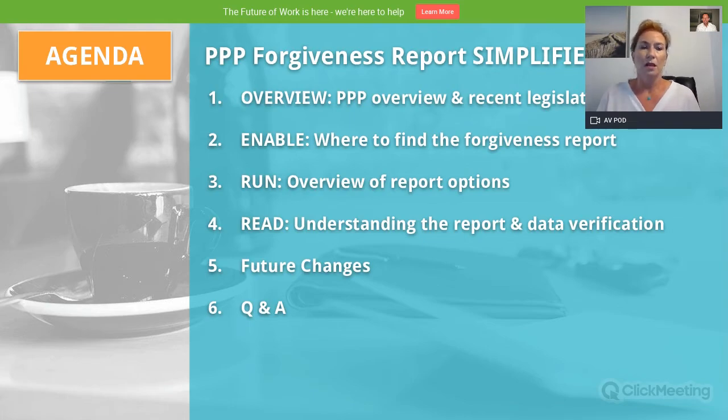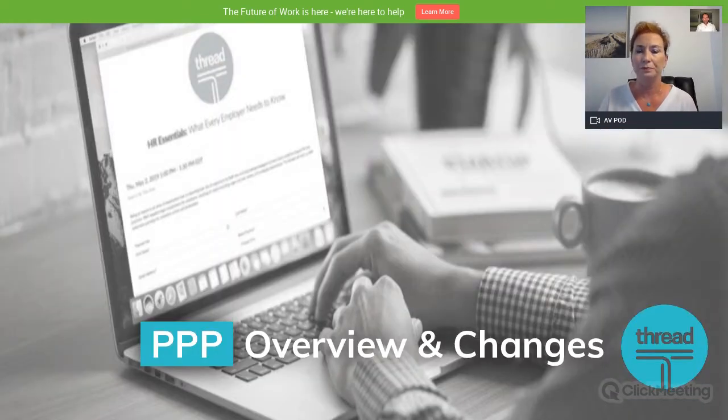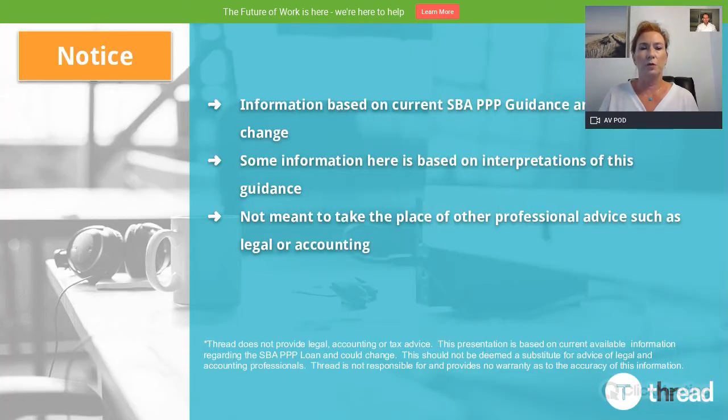So our agenda today, we're going to go through some of the recent changes. I'm going to blow through those because we've done that a bunch of times. We're going to show you where to find the forgiveness report, some of the overview of the report options. We're going to go through an example, talk a little bit about future changes, and do a little Q&A if we have time at the end. Always know that we're here for you to work one-on-one, and some of you are definitely going to need that probably.